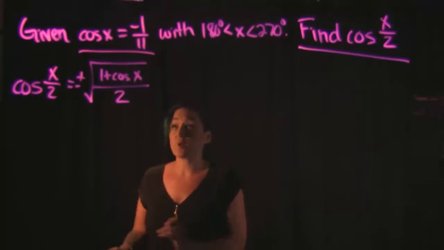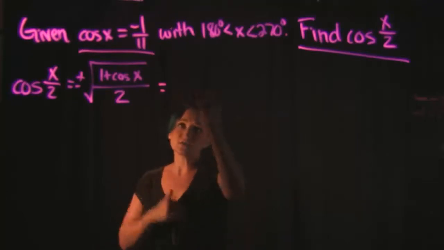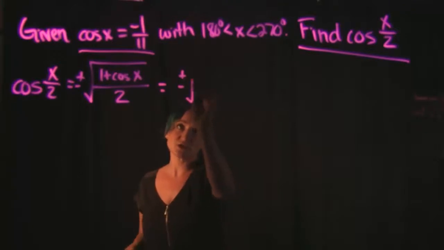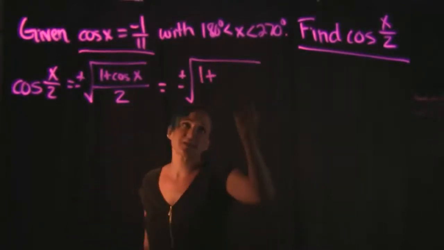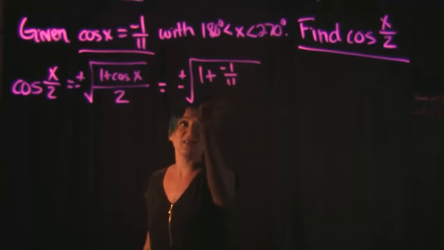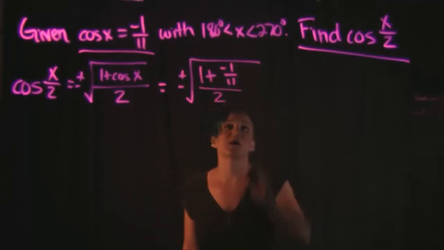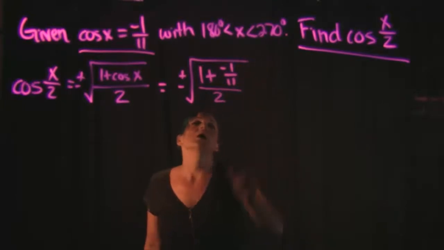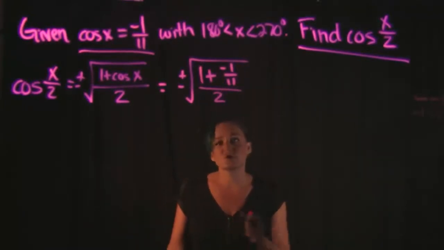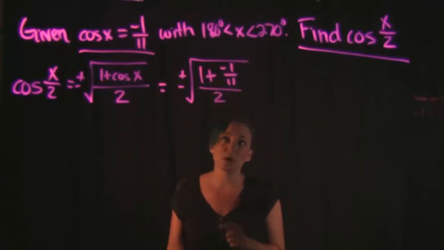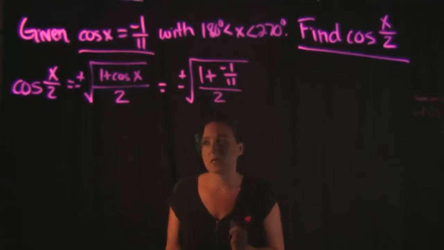So since we're already given cosine, we can plug this directly into our formula. I'm just going to bring this over, plus or minus the square root of 1 plus, instead of cosine of x, I have negative 1 over 11, and this is all divided by 2. So in our numerator, we need to do a little bit of simplifying first. We need to add these two numbers together, 1 plus the negative 1 over 11.